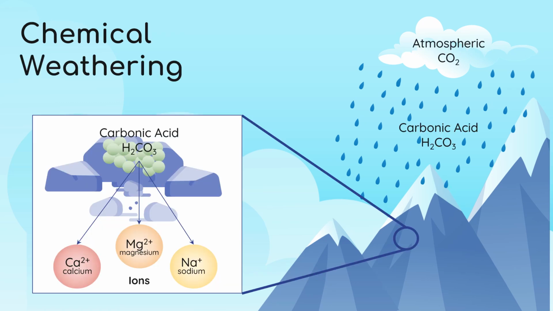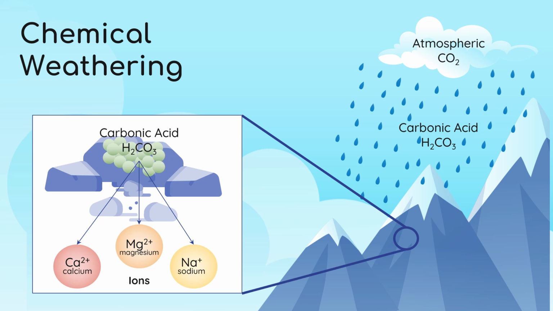There's actually something called chemical weathering, and what happens is the atmospheric CO2, the carbon dioxide in the air, combines with the water and precipitation, and it creates something called carbonic acid. It's a very weak acid, but it can break down rock into different ions. The rock already contains some calcium, magnesium, sodium. These ions are also weathered off of this solid rock.